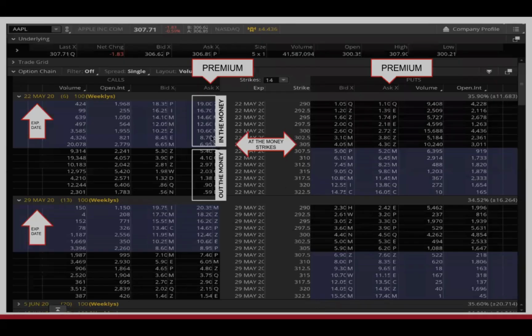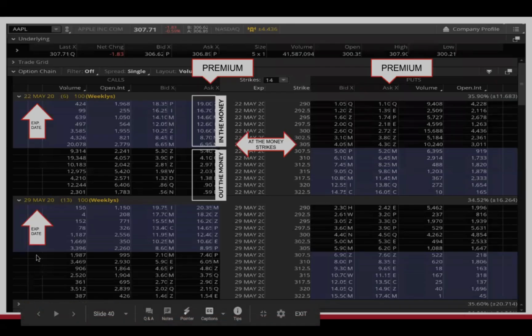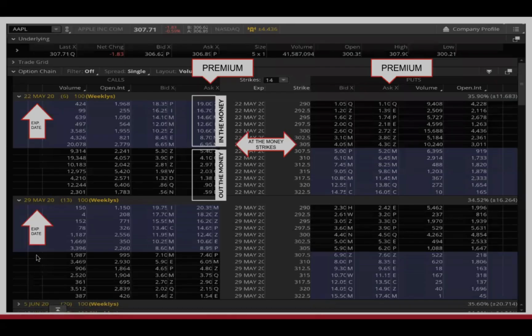All right, so when you pull up your TD Ameritrade platform, you're going to see an option chain come up. First of all, you have to type in Apple, and you have to pull up your options. When you pull up your options, an option chain is going to pop up. It's going to give you an expiration date. You're going to see May 22nd, May 29th, June 5th. You're going to see options go out to 2022 if you want to pay for them.